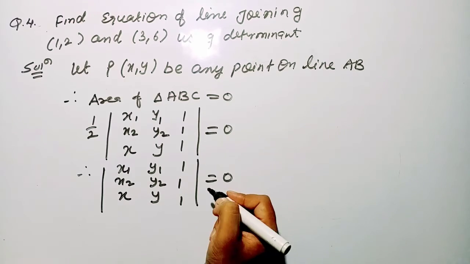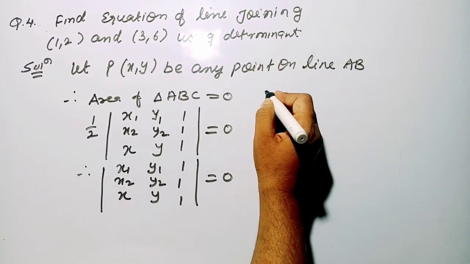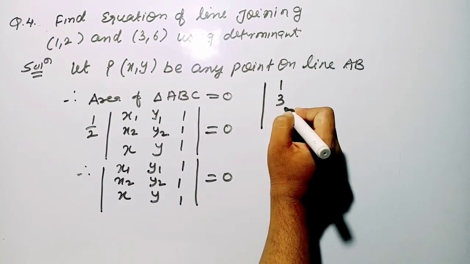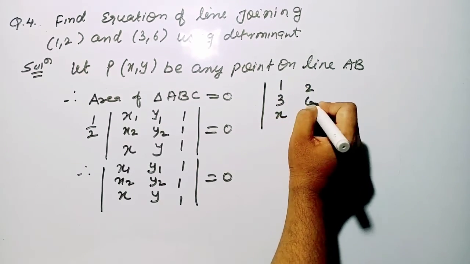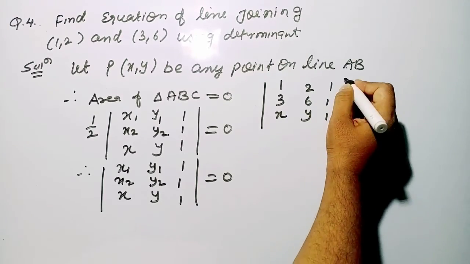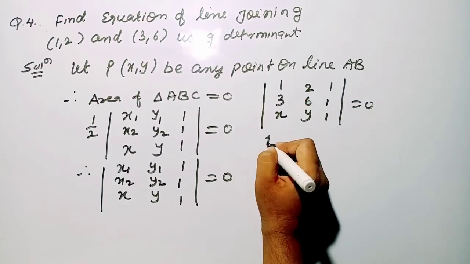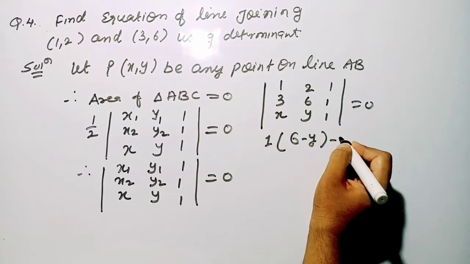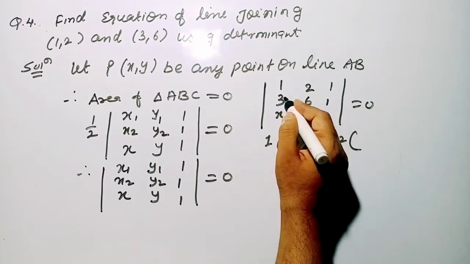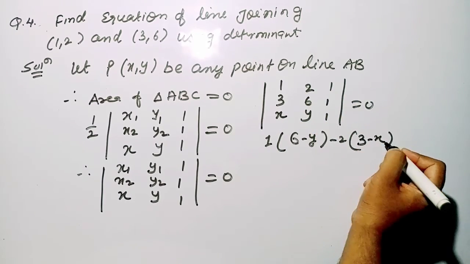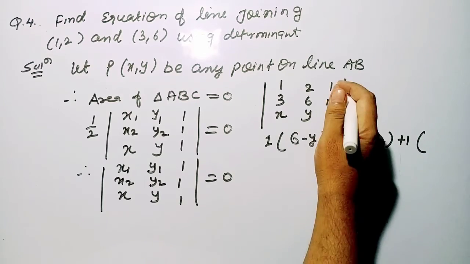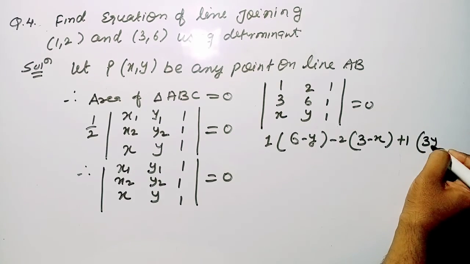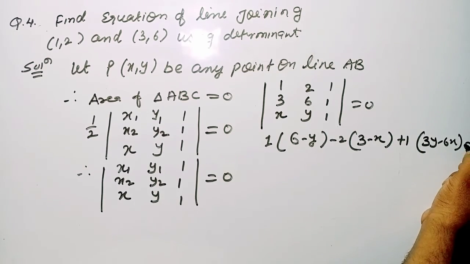Now substitute the values of the given points. So x1 y1 is what students, 1, 2, the x2 y2 is 3, 6, x y is unknown, is equal to 0. Now expanding with 1 we are getting 1 into 6 minus y, expanding with minus 2, so 1 into 3 minus x into 1, so 3 minus x. Expanding with 1, so we are getting 3 into y minus 6 into x, right students, is equal to 0.